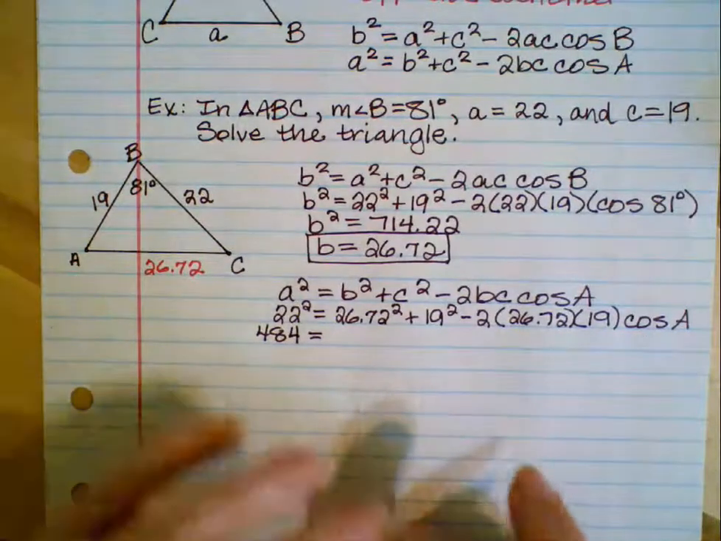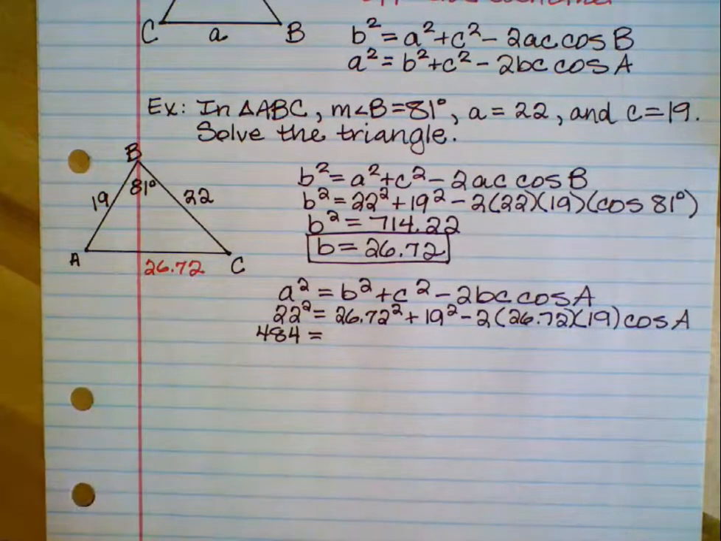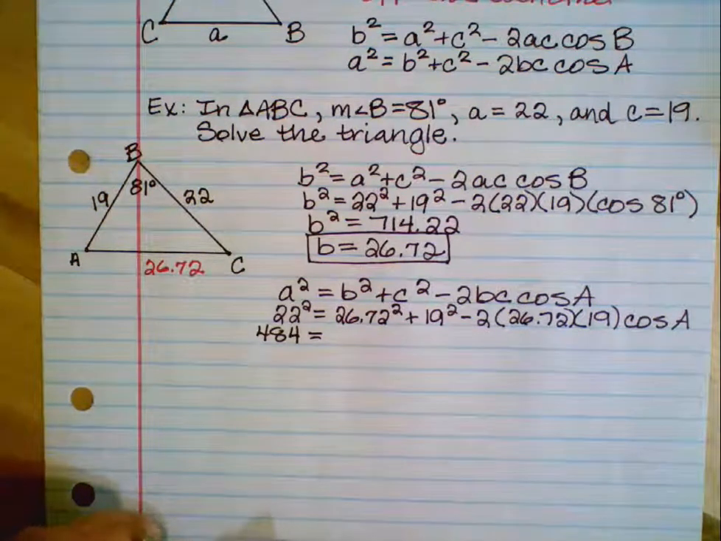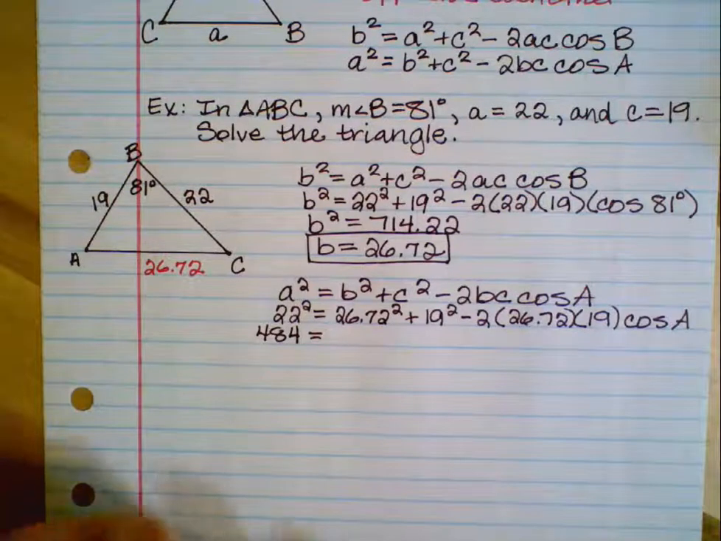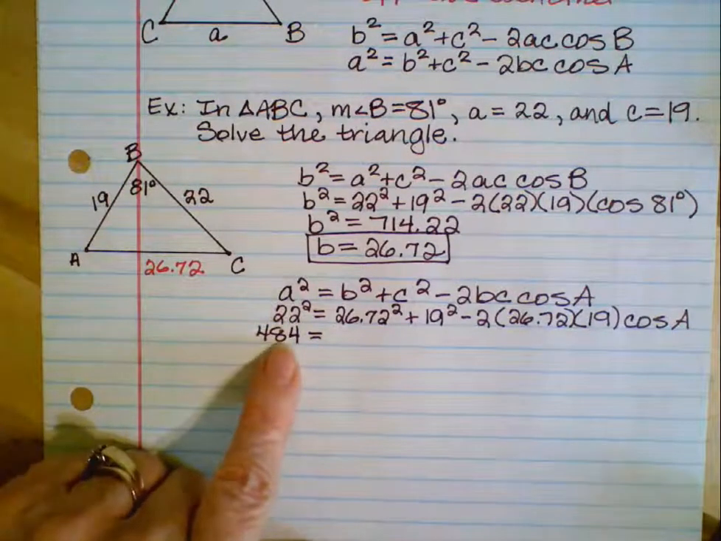So what you'll want to do whenever you solve these equations, you're going to go through the order of operations. Simplify anything in parentheses or grouping symbols. We don't have anything there to do. Second step, do your exponents. So I've gone ahead and squared that 22.